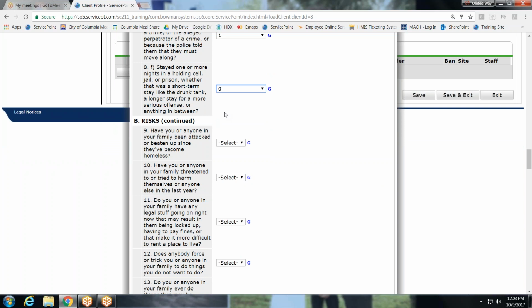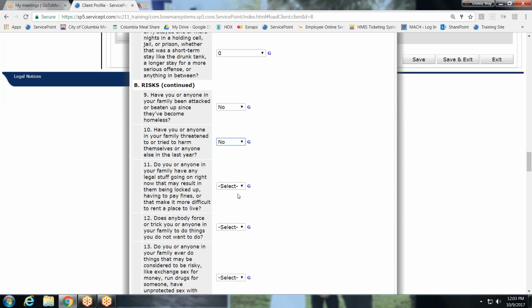All right, Shay, have you or anyone in your family been attacked or beaten up since you've become homeless? No. Have you or anyone in your family threatened to or tried to harm themselves or anyone else in the last year? No. Do you or anyone in your family have any legal stuff going on right now that may result in them being locked up, having to pay fines, or that make it more difficult to rent a place to live? Refuse.